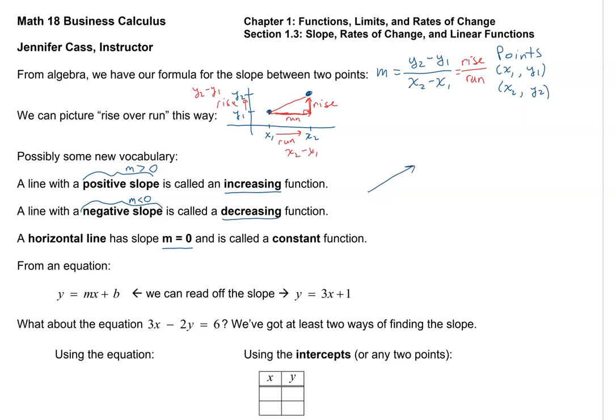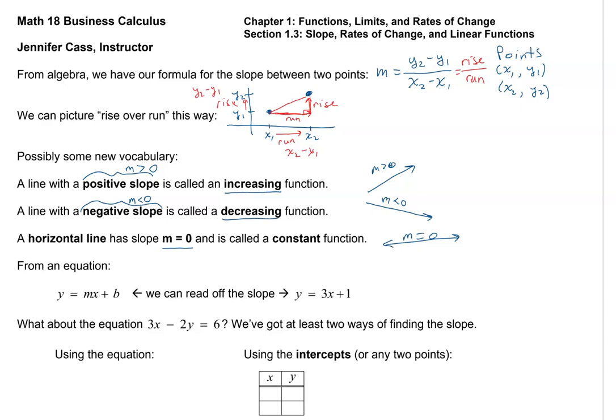So we've got our increasing functions, always look left to right. So this goes up to the right. A line with a negative slope goes down to the right. And a line with 0 slope, we don't say no slope, but with a slope of 0, doesn't go up, doesn't go down, it's horizontal.